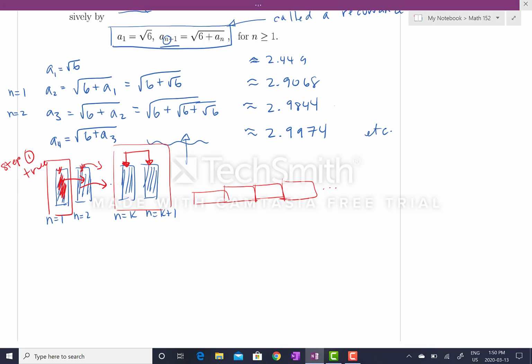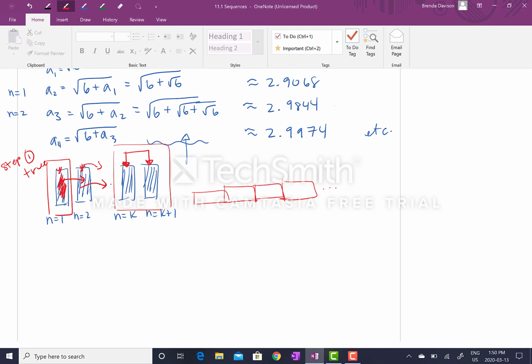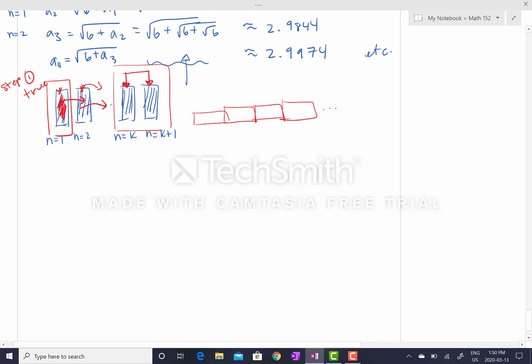Let us see it in this case. Okay, so I want to first show the sequence is increasing.